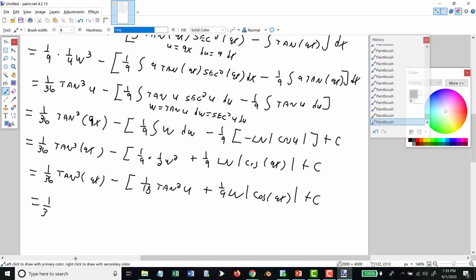And 1/36 tangent to the 3rd of 9x. This minus will flip the sign of everything, so that's minus 1/18 tangent squared of u, and u was 9x, minus 1/9 natural log of the absolute value of cosine of 9x plus c. And that's our answer.